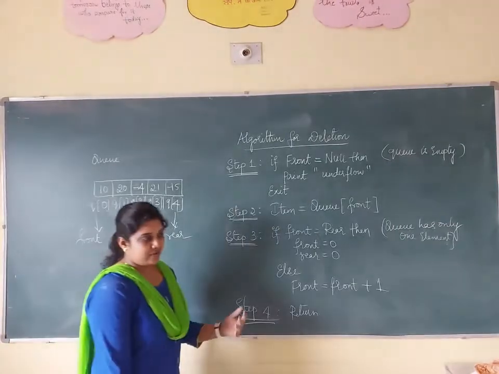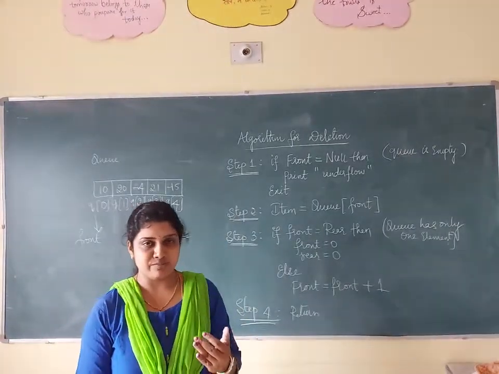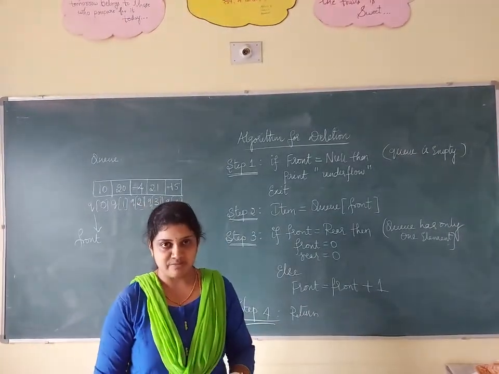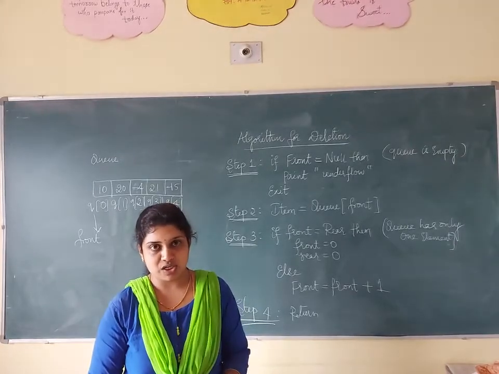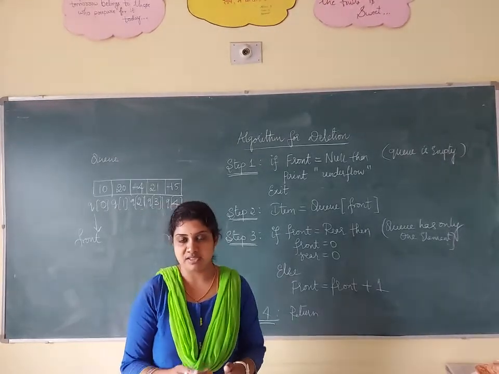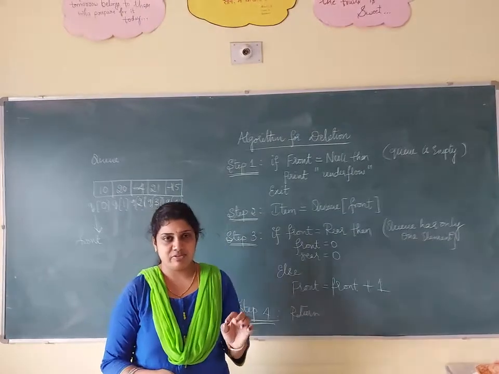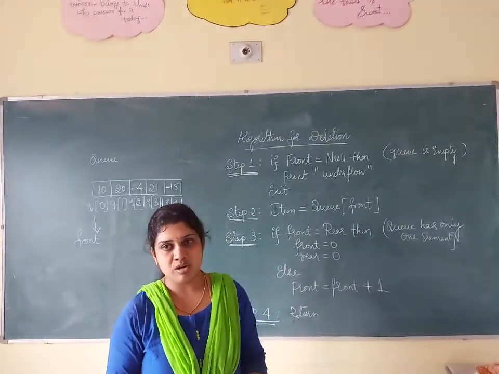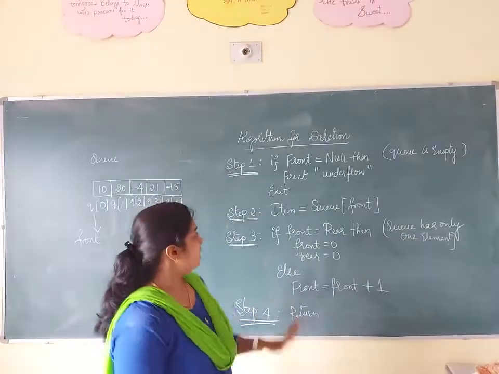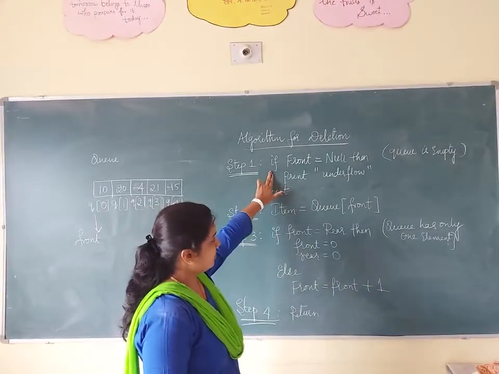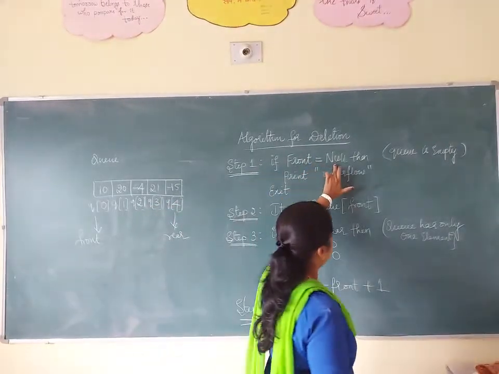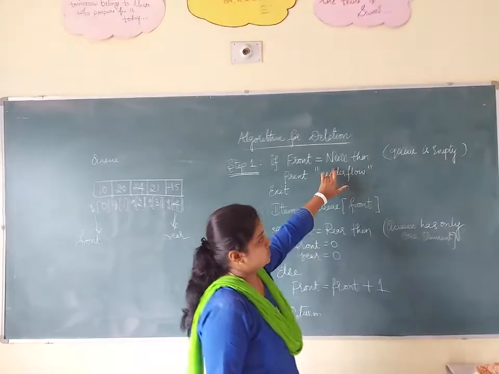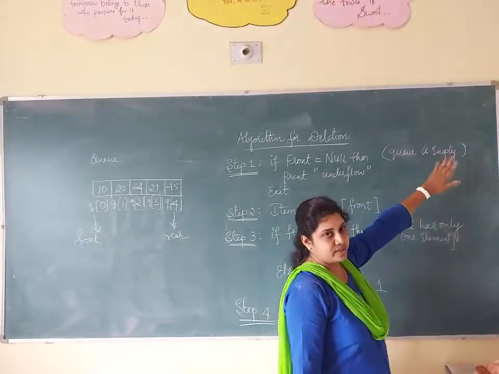Now you have to check whether the queue is empty or not. If it is empty, there is no need to perform the deletion operation. So you have to first satisfy this condition. This is your first step: if front is equal to null, it indicates that your queue is empty.